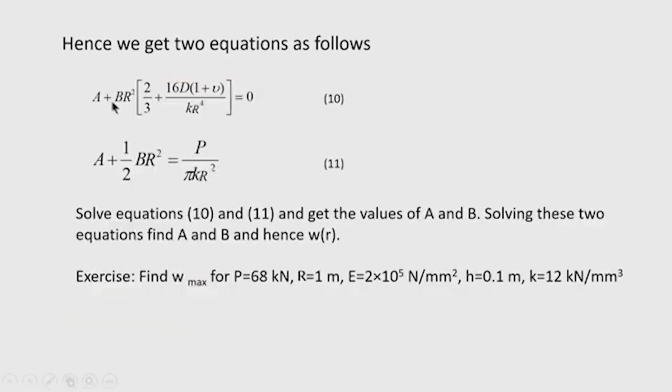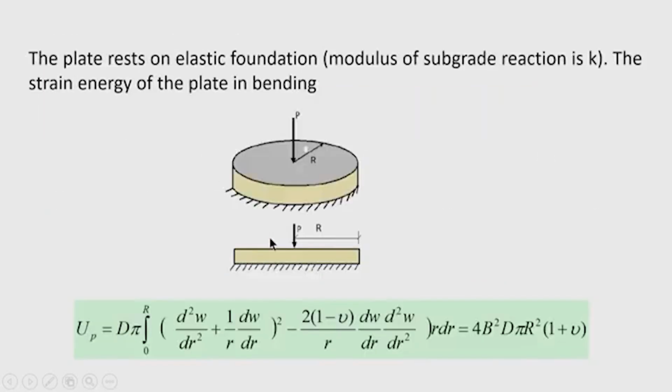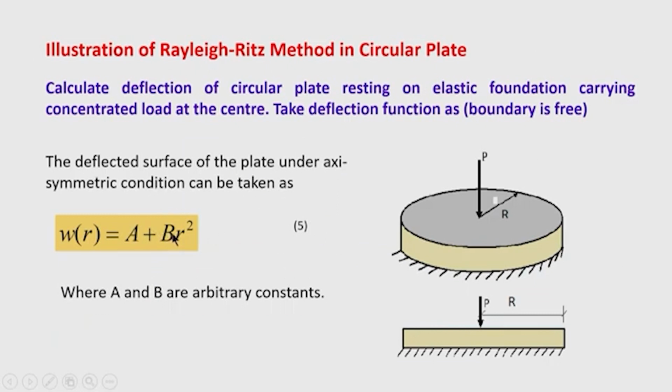Okay. So, after doing this operation, the two linear equations that we arrive at are: A plus B r square 2 by 3 plus 16 D into 1 plus mu divided by k r to the power 4 equal to 0. Then the second equation is A plus half B r square equal to P divided by pi k r square. So, these two equations can be solved and A and B are found out, which can be substituted in the expression for the deflection to calculate the deflection at any point on the plate.